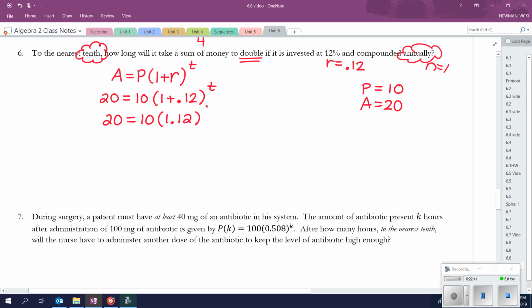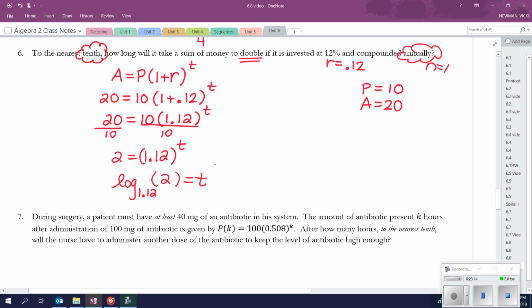1.12 to the T. Okay. So we have to solve for time. I hope you're looking at that and you're saying, get the weird thing alone, so divide by 10. And you get 2 equals 1.12 raised to the T. And then I hope you're thinking, oh, you log it. So log base 1.12 of 2 is equal to T.